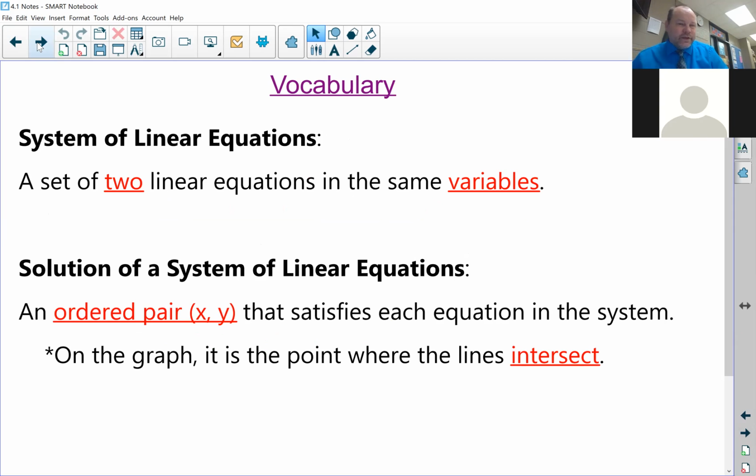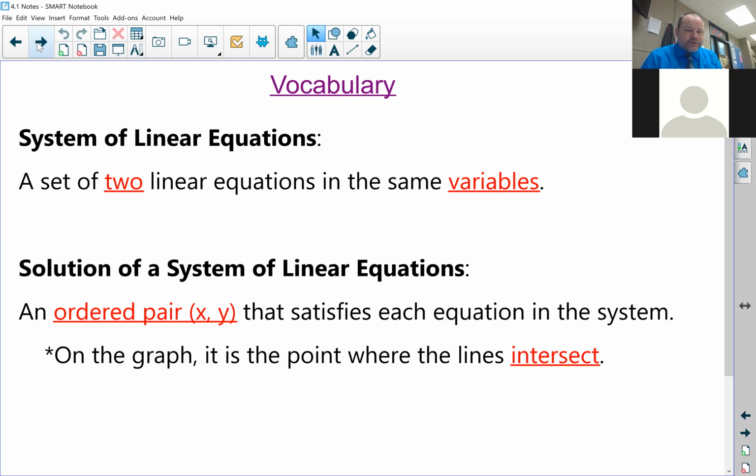All right, so a system of linear equations is a set of 2, should be or more, linear equations in the same variables. So for our examples, we're working with the variables x and y. So all of our equations should have the same variables in them. Again, it could be 2. Most of what we do, all of what we do today will be 2 equations, but it could be more, and we'll do more later on.